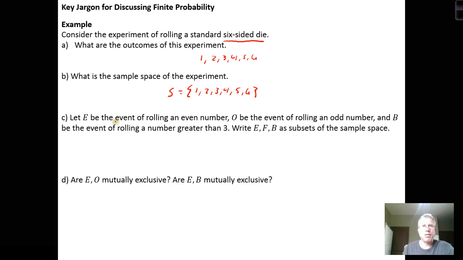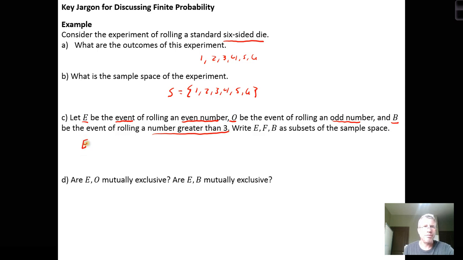And we could talk about different events that could happen when you roll a die. So for example, you could have the event E, that you get an even number. The event O, that you roll an odd number. The event B, you roll a number greater than 3. These are all events, and we could represent them using sets.